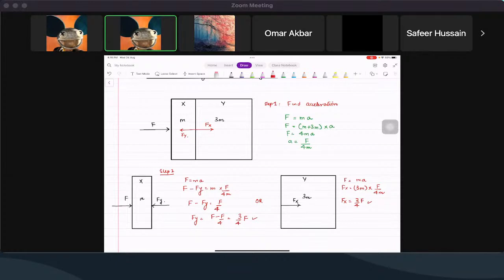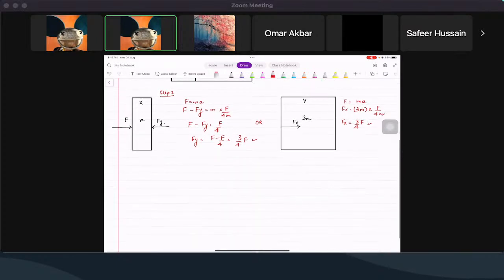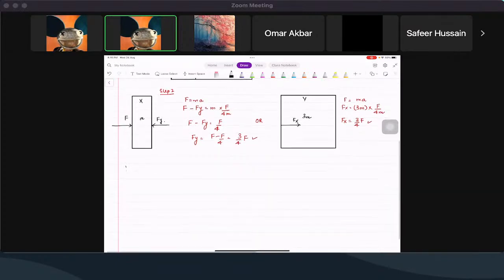Okay. Now we're moving towards case 4. Case 4 is when they give you two objects connected or attached with a wire over a frictionless pulley.